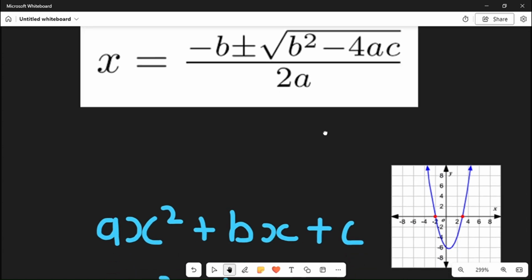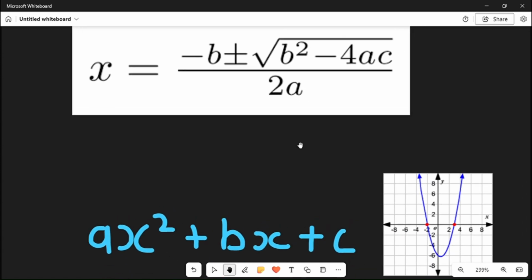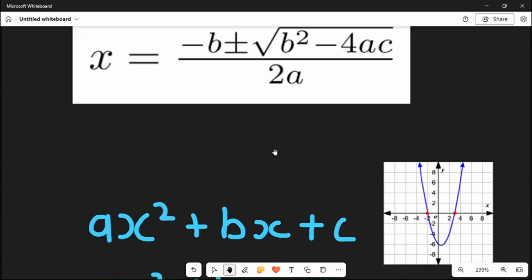Right, so firstly, what is a quadratic? I guess that's the first thing to look at. A quadratic is a polynomial where the highest power is 2. So this here, ax squared plus bx plus c, is the general form of a quadratic.